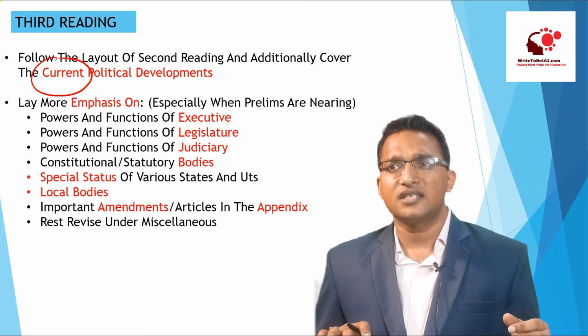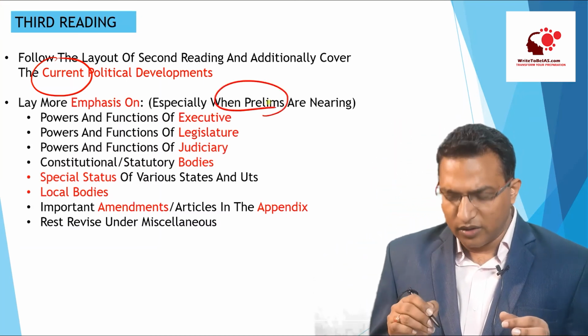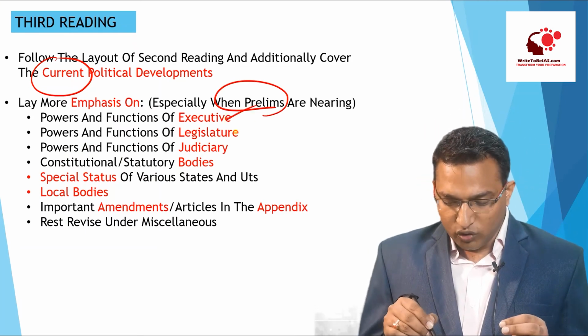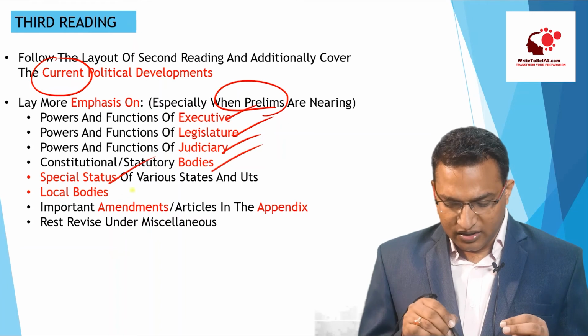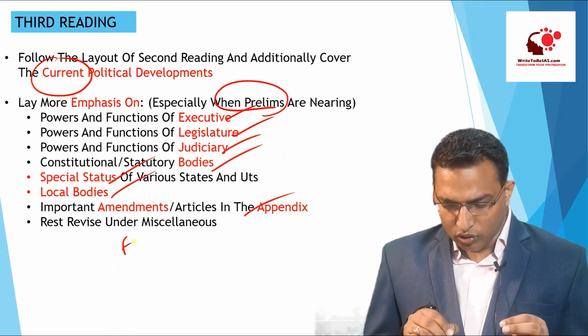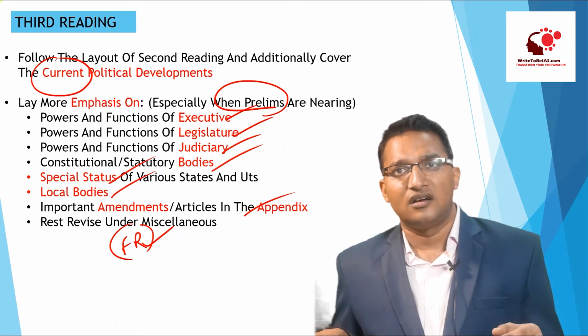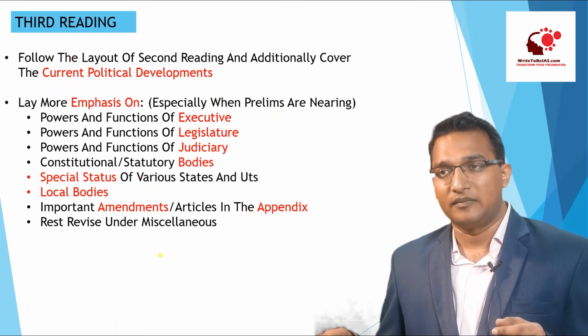Then there are certain areas when you are focusing upon the prelims. So there are certain areas which you should not miss. So executive, legislature, judiciary, bodies, special status, local bodies, amendments, and also the fundamental rights. You should not miss these areas if you are willing to have good marks in the prelims.